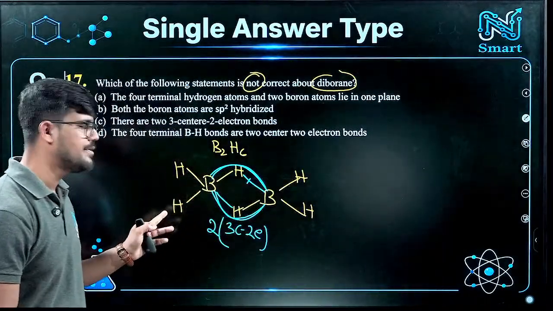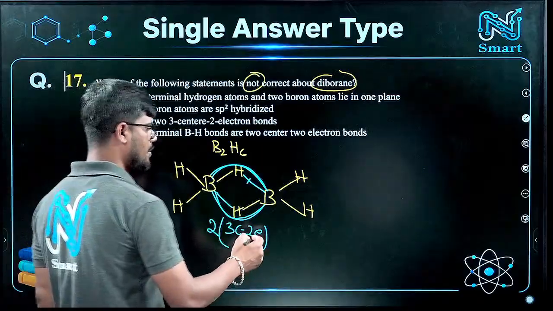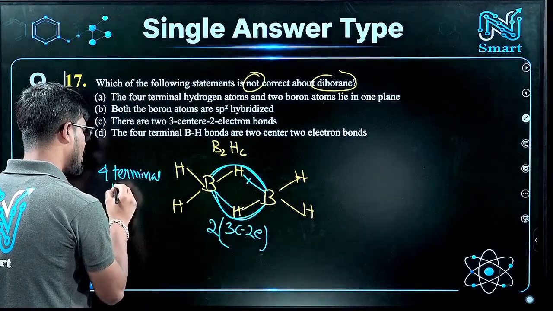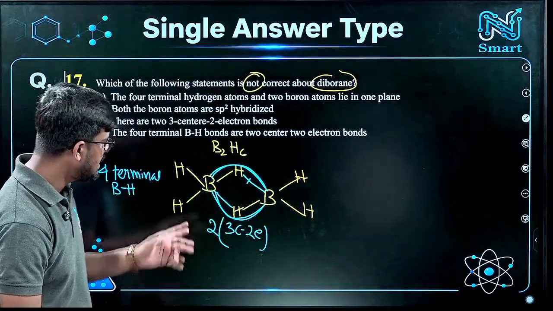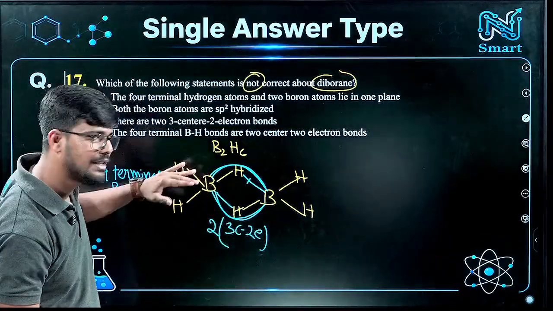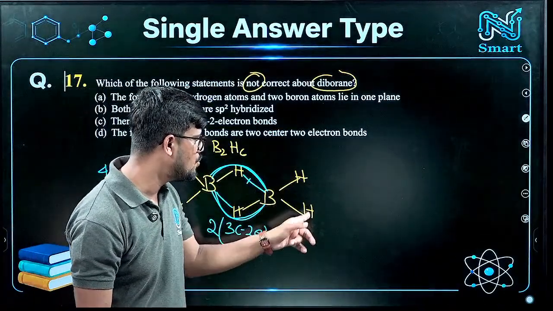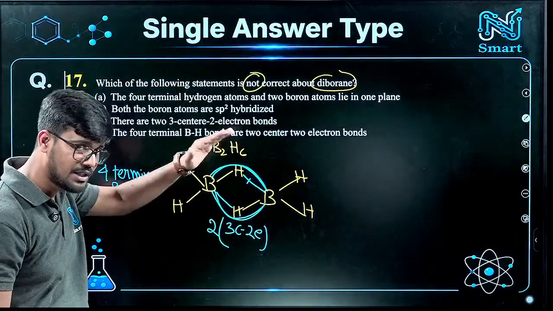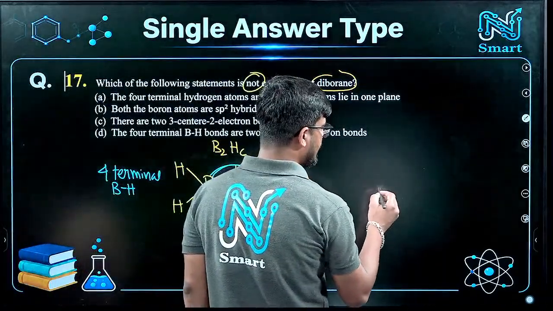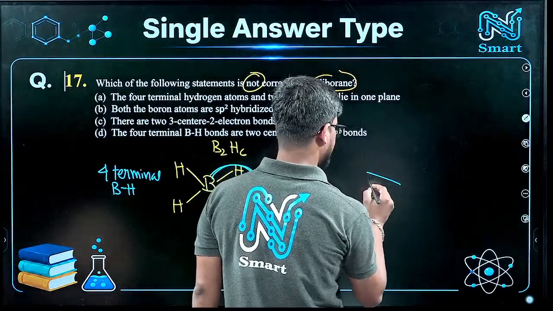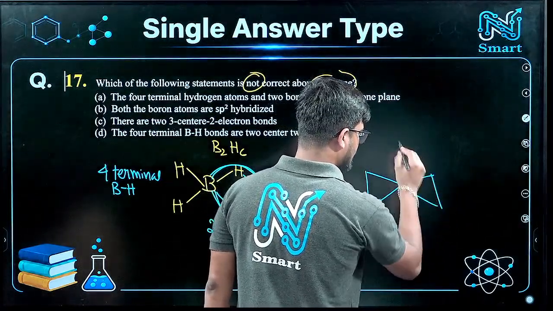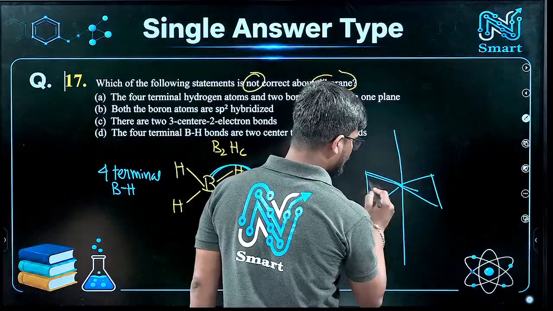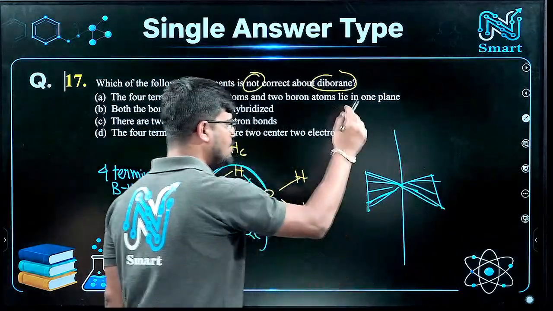In this BH, total 4 terminal hydrogens we have. Total 4 terminal BH bonds we have. Now if you consider these 2 hydrogens and this boron, they are on the same plane. These 2 hydrogens and boron are on the same plane, but these 2 hydrogens are up and this hydrogen is down from that plane. Okay, so like this, means basically consider it in this way. So same plane, and these 2 in a different plane.